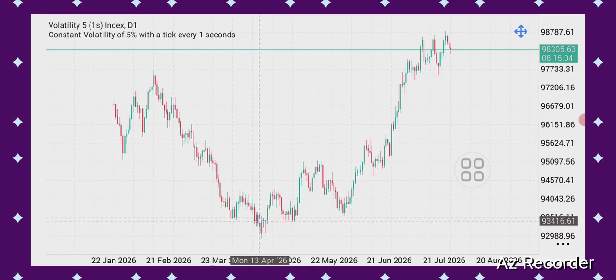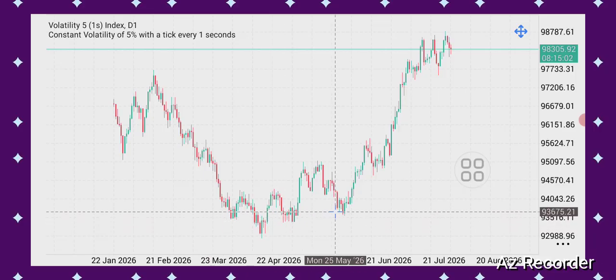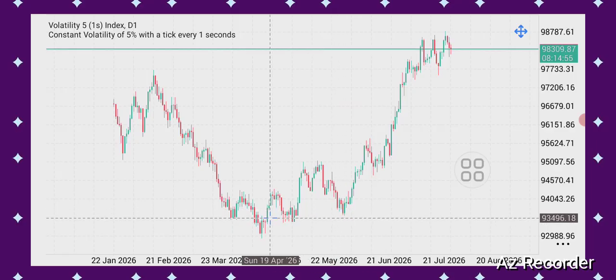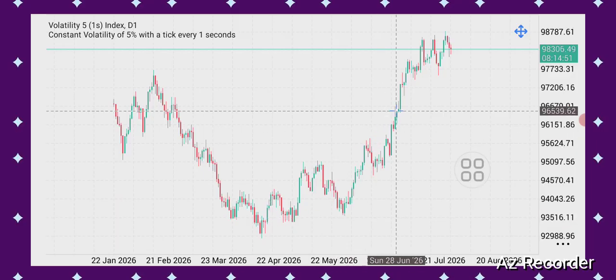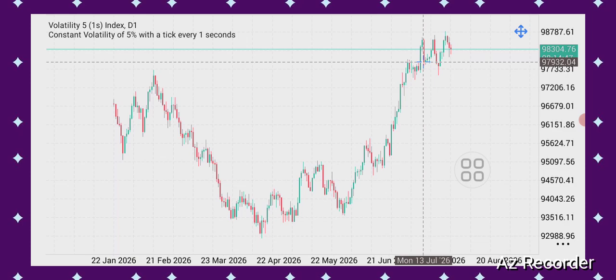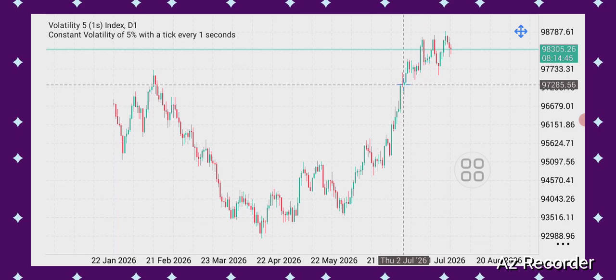So we have this inverse head and shoulder, and now we have a higher high. Sorry, a lower high. So from here we can know the market has started taking another shape of an uptrend. It was initially in a downtrend, but now it is in an uptrend. That is very important as a trader for you to observe and to know whether to buy or where to sell. I told you volatility indices follow technical analysis 100%.